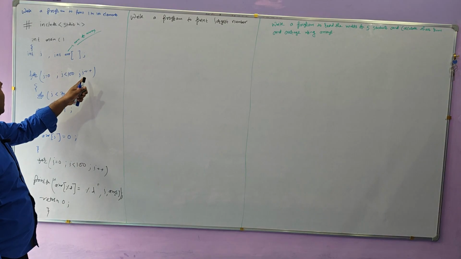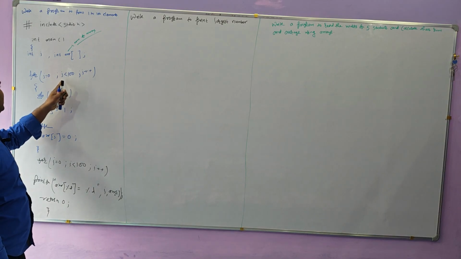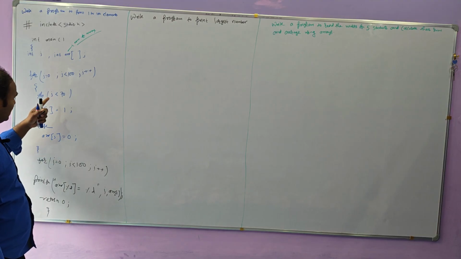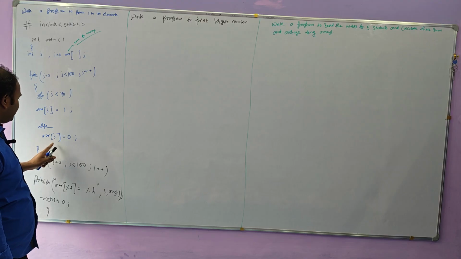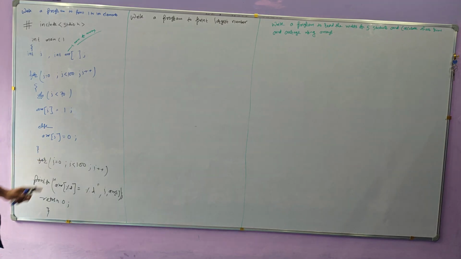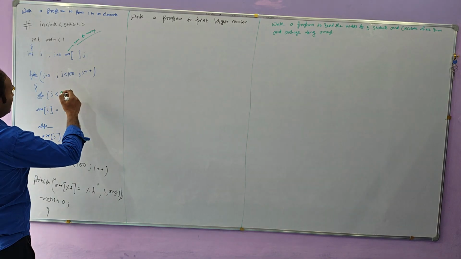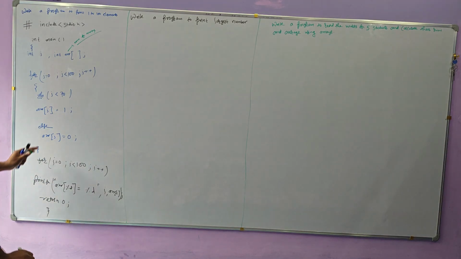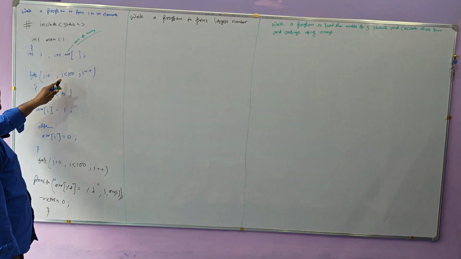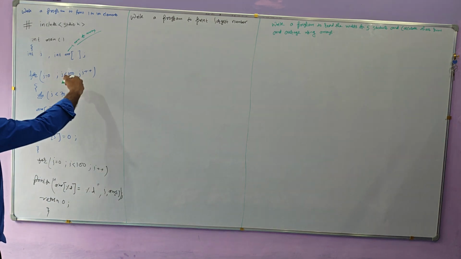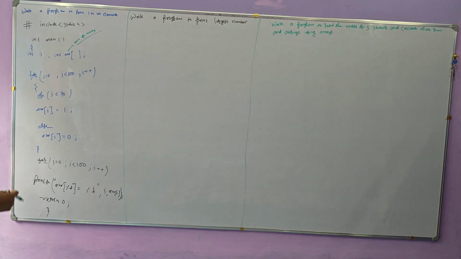Then increment by 1, 71. 71 is less than 100, yes. But 71 is not less than 70, so AR of 71 is equal to 0, and so on. AR of 99 gets a value of 0, starting from 70. When I becomes 100, 100 is less than 100? No, the condition fails and we exit from the loop.